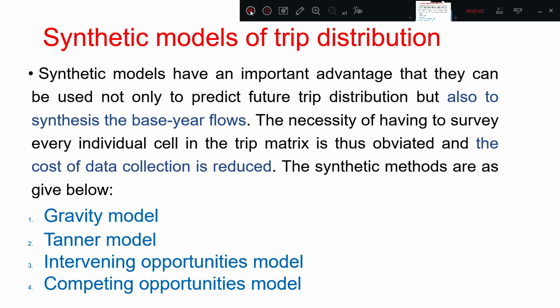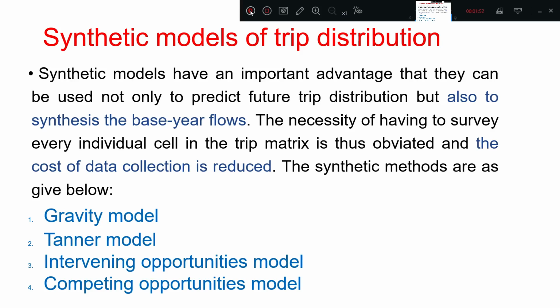study area. The necessity of having to survey every individual cell in the trip matrix is removed, and the cost of data collection is reduced. Here, the methods in the synthetic model methods are the gravity model, Tanner model, intervening opportunity model, and competing opportunity model. So these are the four important synthetic methods in trip distribution.